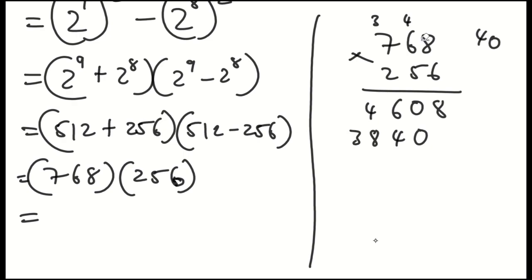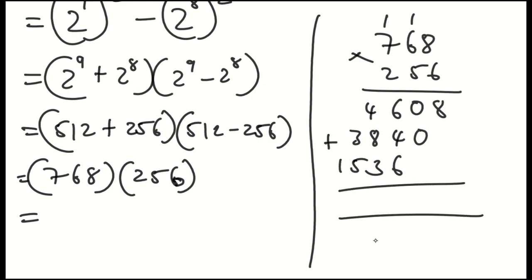So let's use the last number, which is 2. I'm going to use 2 now. 2 times 8 is what? 16. Write 6, carry 1. 2 times 6 is 12 plus 1 is 13. Write 3, carry 1. 2 times 7 is 14 plus 1 is 15. Write 1, 5 like so.